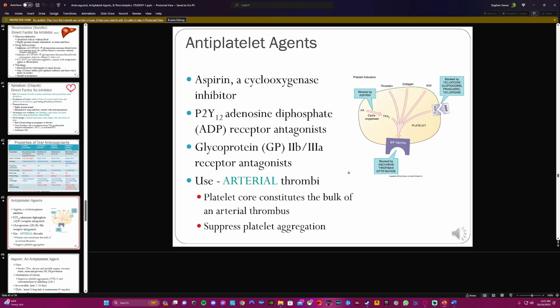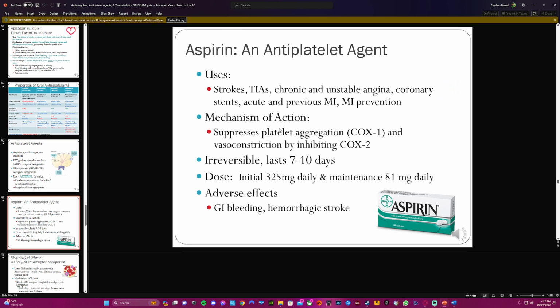Antiplatelet agents: aspirin, a cyclooxygenase inhibitor, P2Y12 adenosine diphosphate (ADP) receptor antagonists, and glycoprotein IIb/IIIa receptor antagonists. They are used for arterial thrombi. The platelet core constitutes the bulk of an arterial thrombus, and they suppress platelet aggregation. Aspirin is an antiplatelet agent. The uses are for strokes, TIAs, chronic and unstable angina, coronary stents, acute and previous MI, and MI prevention.